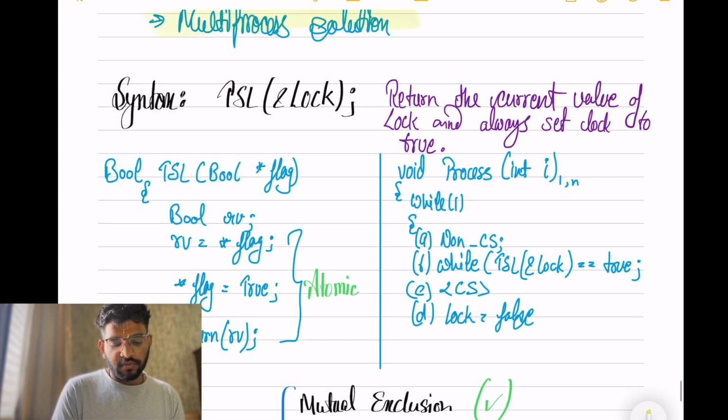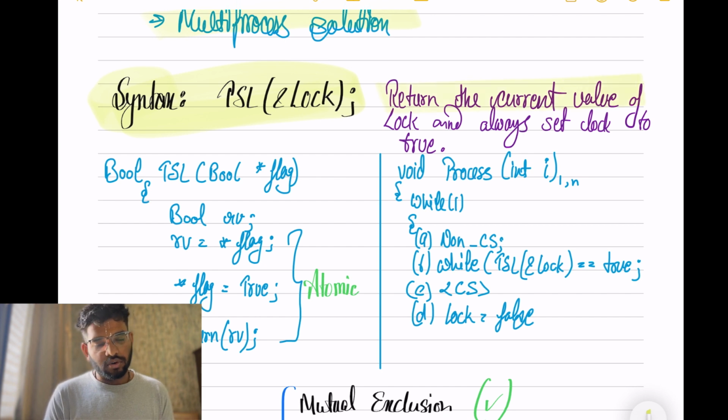TSL lock. The syntax of a TSL lock is such that it returns the current value of lock and always sets the lock to true. Whatever the input or parameter given to the TSL, it will always set the lock to true and return the current value of the lock. Basically, first it returns the old value and then sets the value of lock to true.